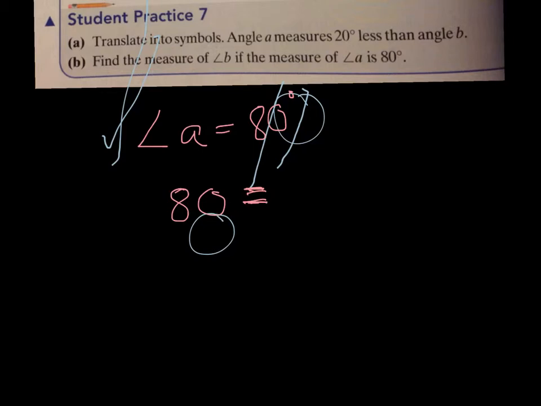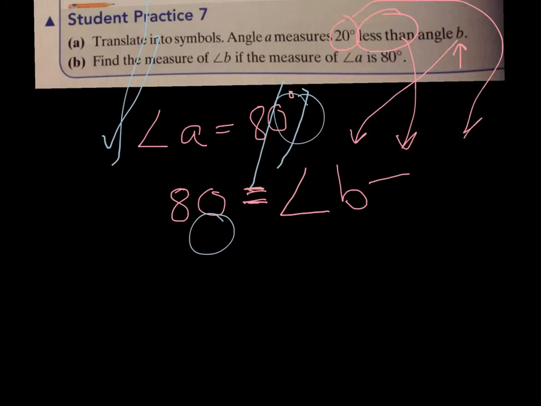So here we have this word less than. Remember, more than, less than, flip. So we're going to put the letter B first, angle B first, then our minus sign, because that's what less than is, minus. So this guy's going to go first, and then our 20 degrees is going to go here. So again, more than, less than, flip, right? Okay. So this is what your answer should have looked like. This is what A looks like. That's all I'm looking for on your homework.